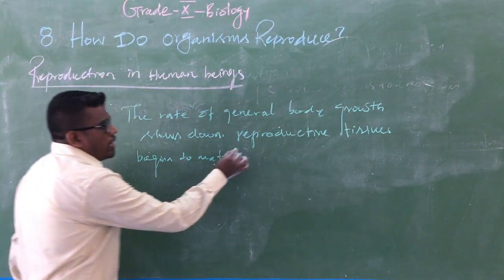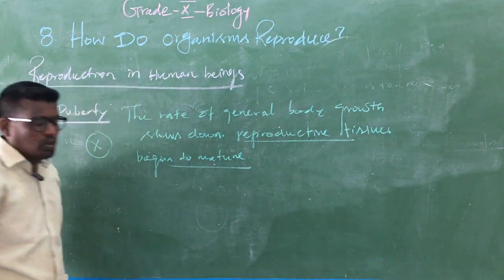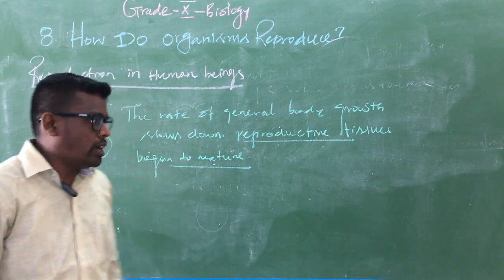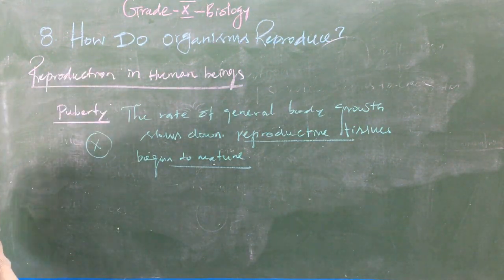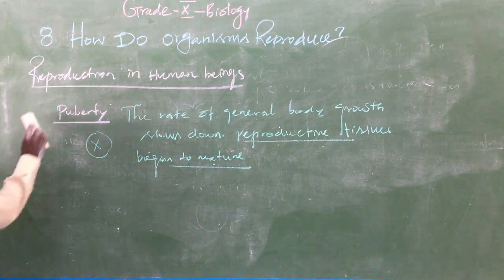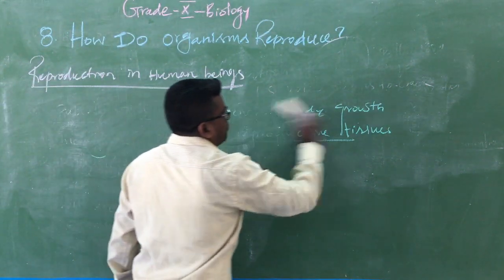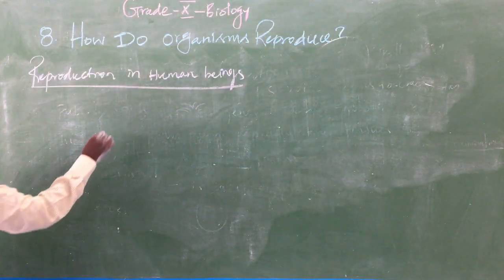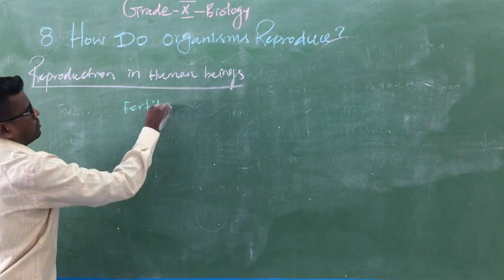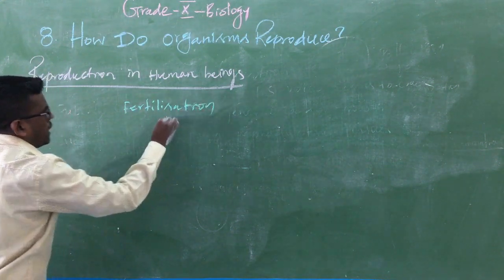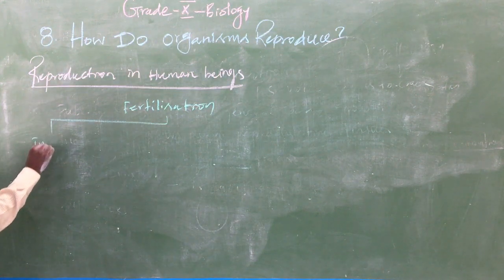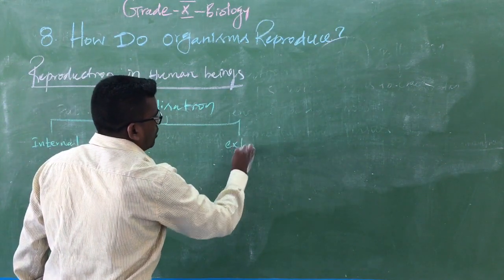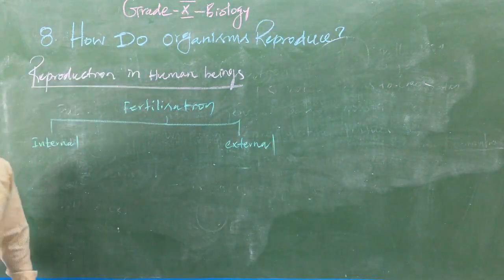Now the reproductive tissues all become mature and able to produce male gametes and female gametes. Now fusion of male and female gametes occurs. That is called fertilization. Fertilization is classified into two types. The first one is internal fertilization and the second one is external fertilization.